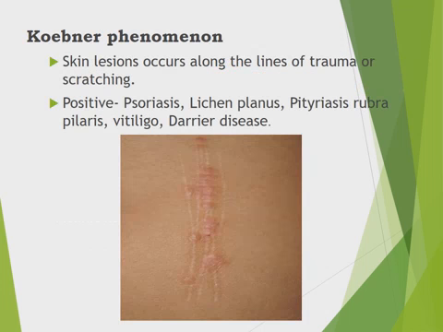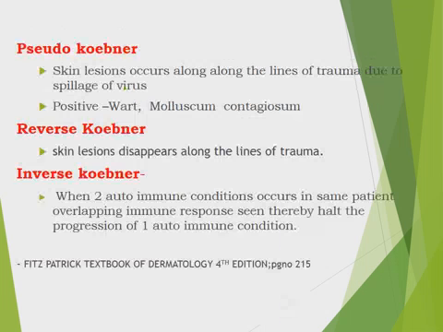Right. Then comes Koebner. What is Koebner phenomenon? If skin lesions occur along the lines of trauma or scratching, it is called Koebnerization. It is positive in papulosquamous disorders such as psoriasis, lichen planus, pityriasis rubra pilaris, vitiligo and Darier disease. That is Koebnerization. Then pseudo-Koebner: skin lesions occur along the lines of trauma, but here it occurs due to spillage of virus. So it is positive in warts and molluscum contagiosum.